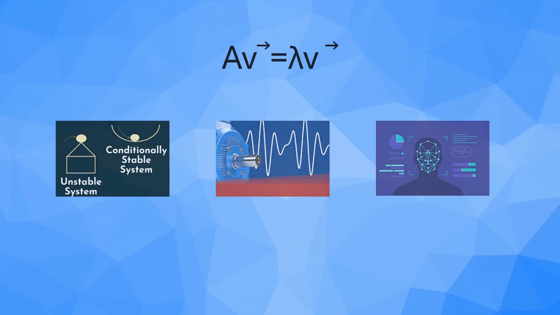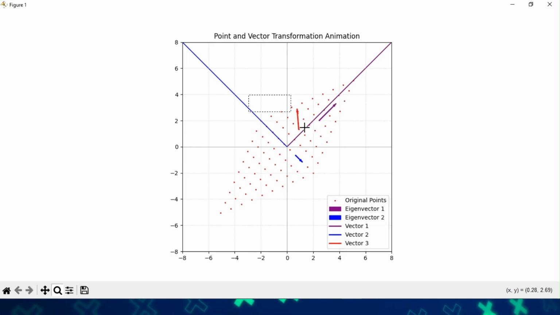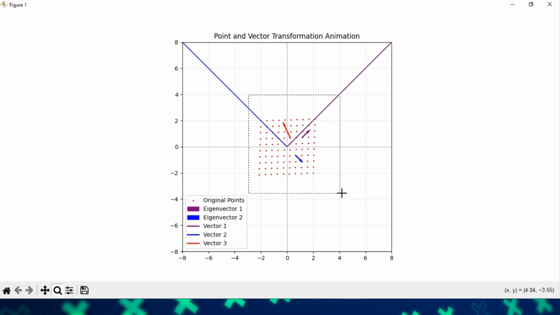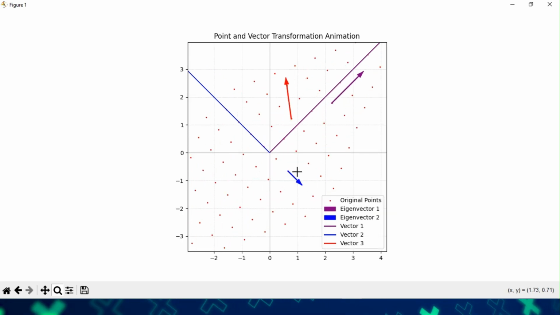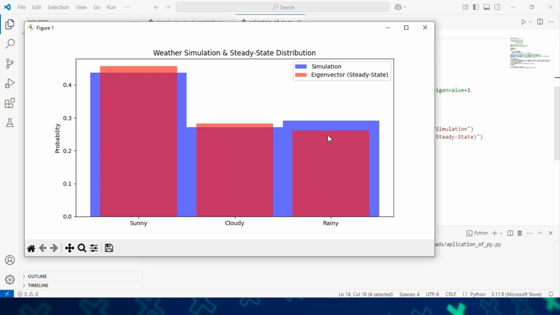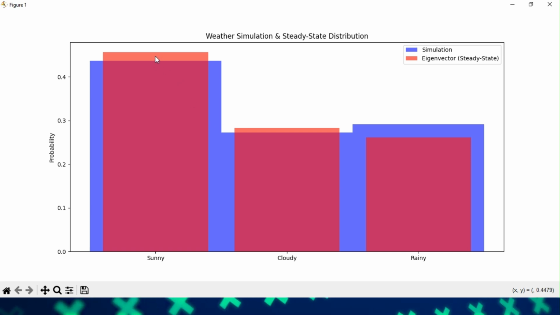In this video, I'll be diving into the core concepts of eigenvalues and eigenvectors, explaining them in a simple and relatable way. After that, I'll demonstrate a Python-based application where you can see how these mathematical concepts come to life in real-world scenarios. Let's get started.